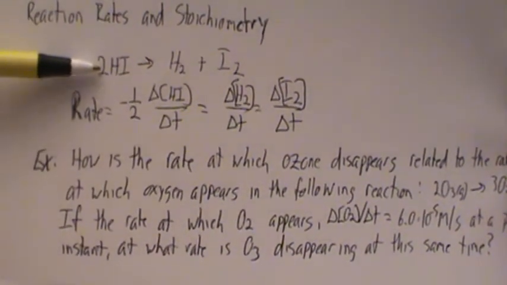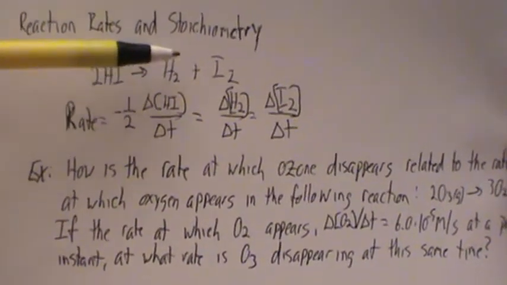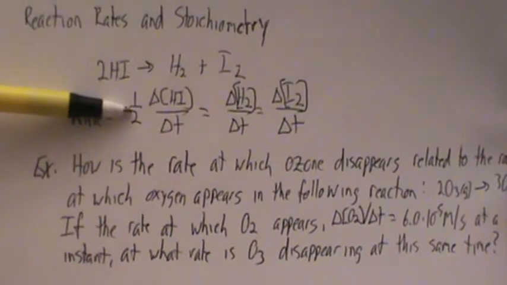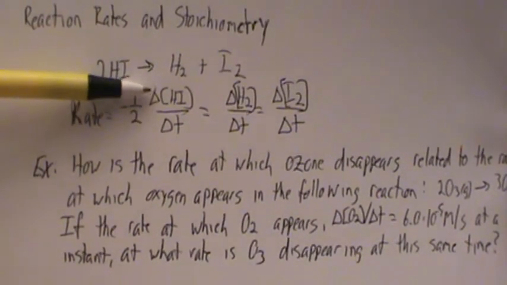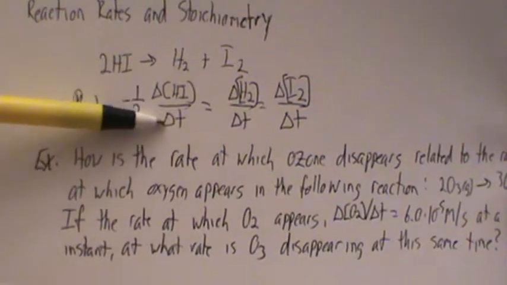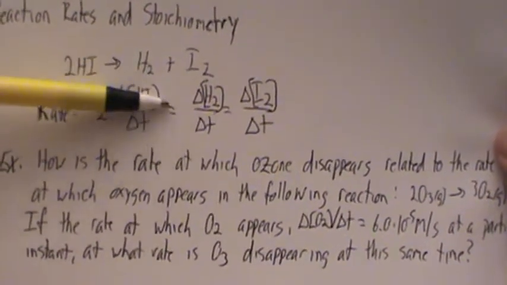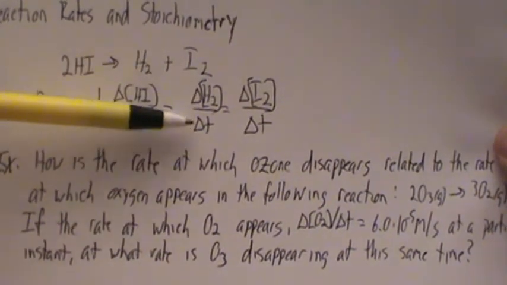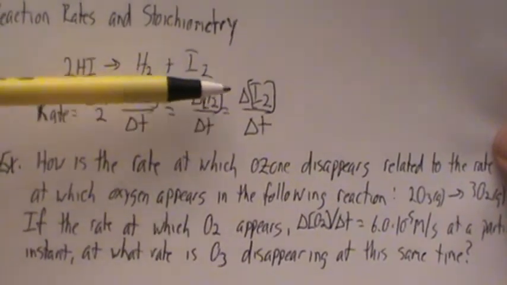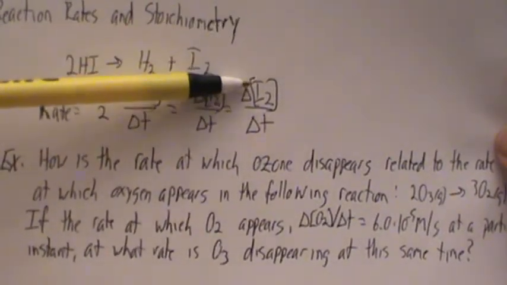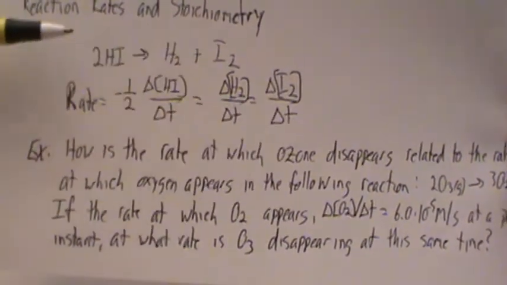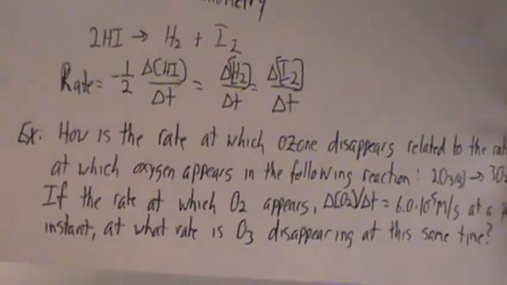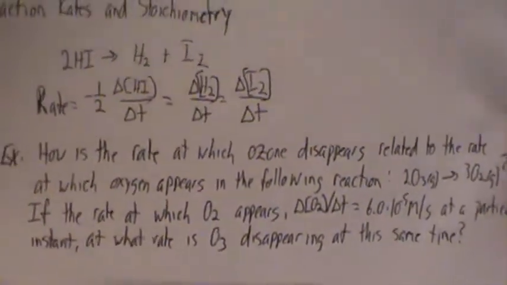So in this case, 2HI yields H2 plus I2. So the rate is equal to negative 1/2 times the change in concentration of HI over change in time. And this would be equal to the change in hydrogen's concentration over change in time, which is equal to the change in concentration of I2 over change in time. Now, why are they all equal to one another? Well, since they're all in the same reaction, that's what's going to happen.